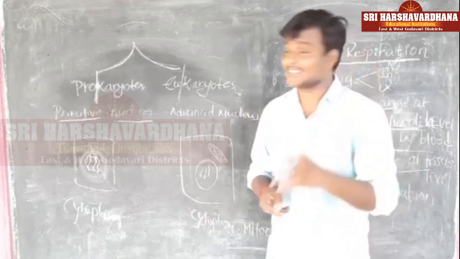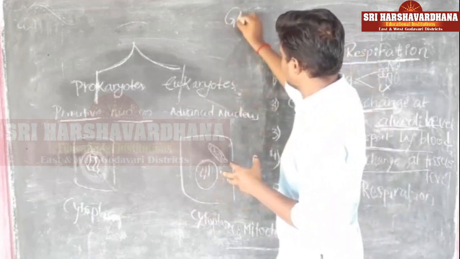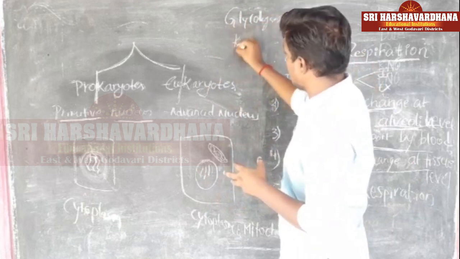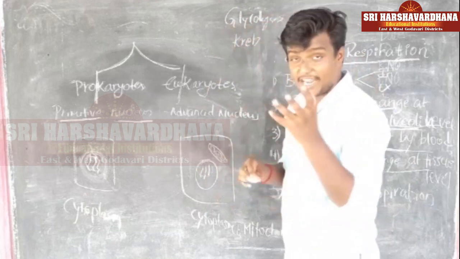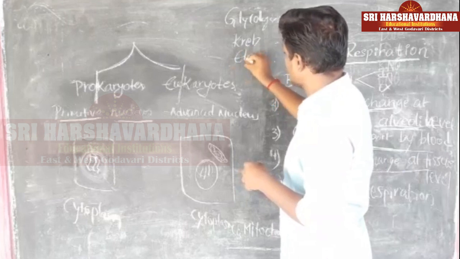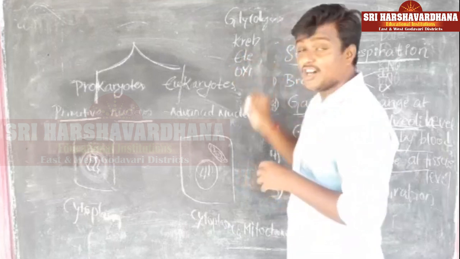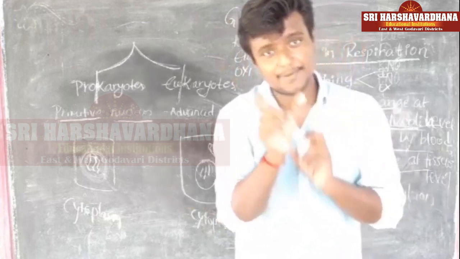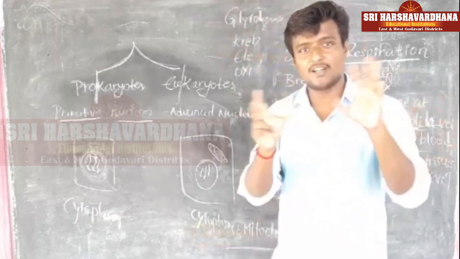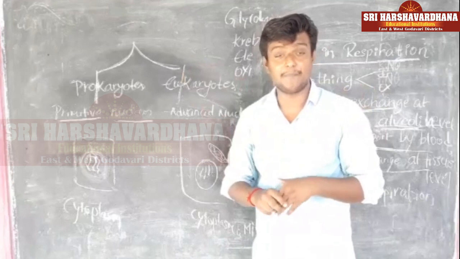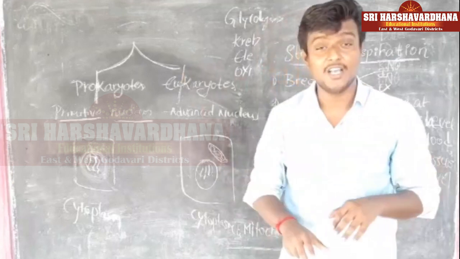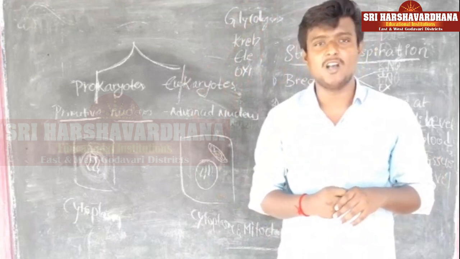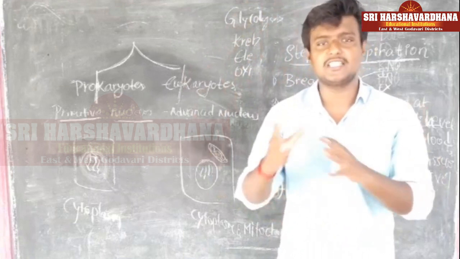For example, in cellular respiration we can see glycolysis, the Krebs cycle, the electron transport chain, and the last one is oxidative phosphorylation. Here I have given you one simple equation: glucose breaks down with oxygen and liberates energy. But it is not only a single equation. Cellular respiration has a lot of reactions, and we are not discussing all those in this class.